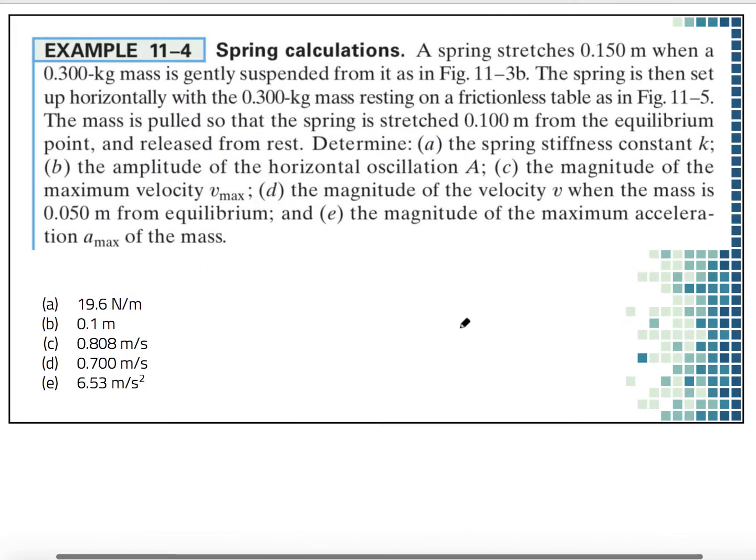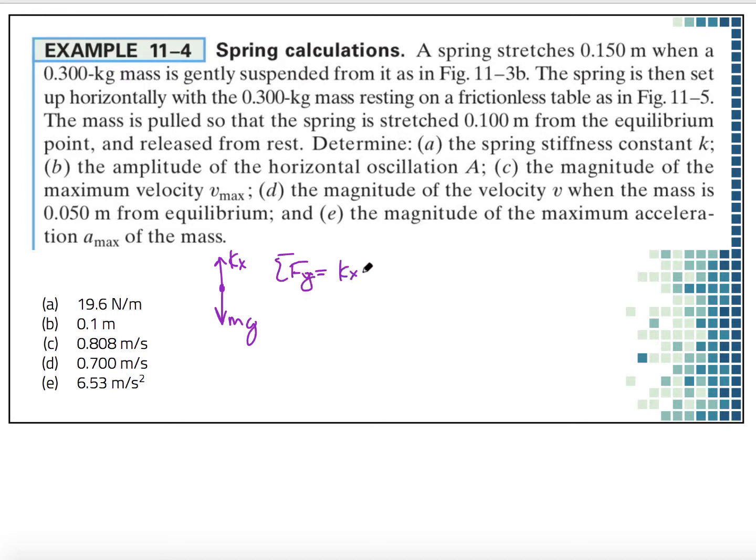All right, so for our next example, we have a lot of things going on where we're essentially just finding a lot of different bits of information about the same problem. So we have a spring that stretches 0.15 meters when a 0.3 kilogram mass is suspended from it. Now we don't have the image here, but I can tell you it looks something like this. Here's mg acting downward, here's kx acting upward. And we know that from the sum of forces vertically, kx minus mg must equal 0.